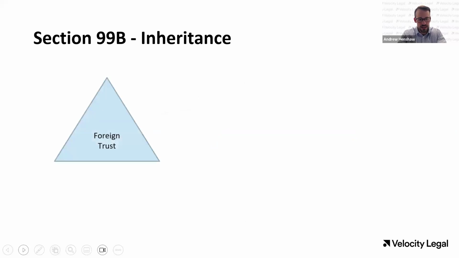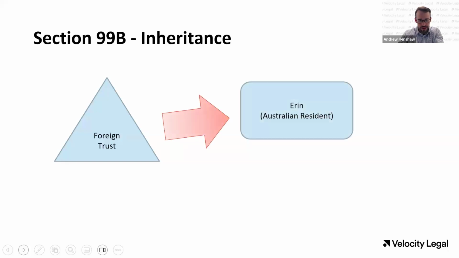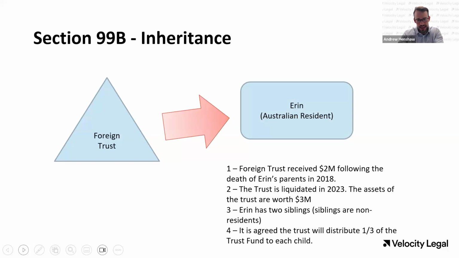I see. So I've just changed these facts around slightly. We've got the foreign trust, Aaron again. The foreign trust received $2 million on the death of Aaron's parents, and the trust has been liquidated. The assets are worth 3. Now, the only difference is Aaron has 2 siblings, and the siblings are non-residents. Everyone will get 1/3 each, so everyone's getting $1 million each. The question is, how do you work that out for Aaron?